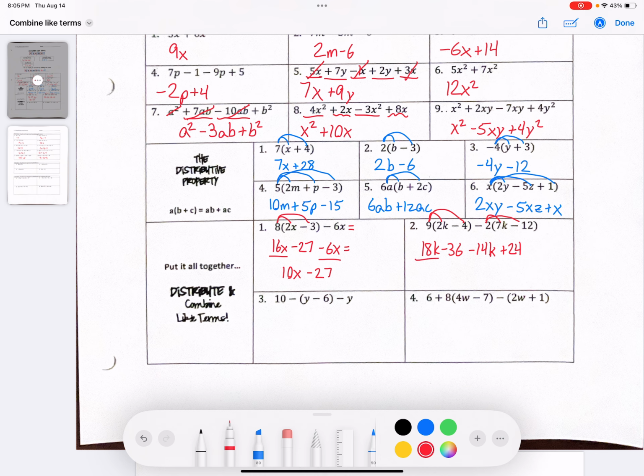Then we combine like terms. 18k minus 14k is going to give us 4k. And then negative 36 plus 24 is going to give us negative 12.